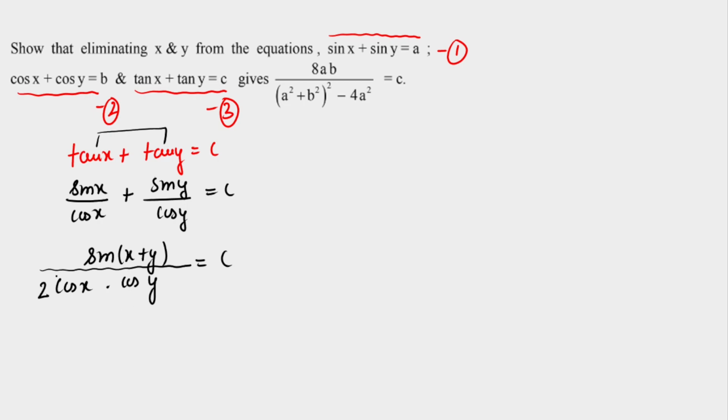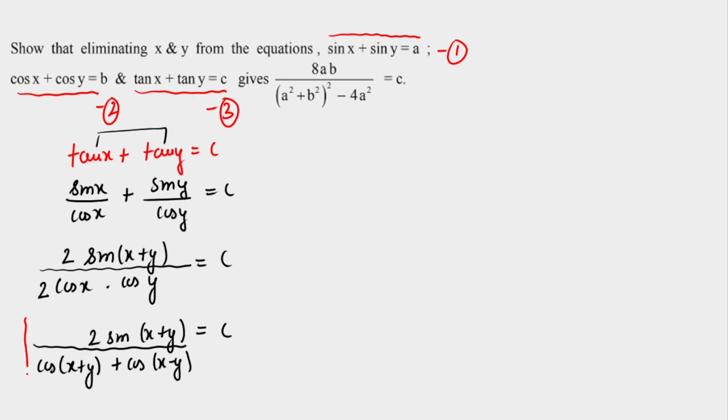Now here I'm going to multiply and divide by 2. The purpose I'll tell you later on. So this will be 2 sine of x plus y, whole thing divided by cos of x plus y plus cos of x minus y, because the moment you open this, cos x cos y minus sin x sin y and cos x cos y plus sin x sin y, the sin x sin y will cancel out, and you'll be left with 2 cos of x and cos of y. Now let's call this the fourth equation.